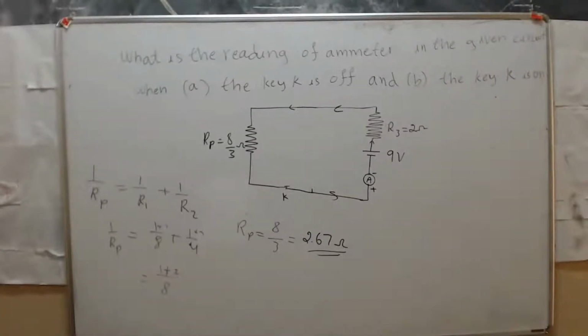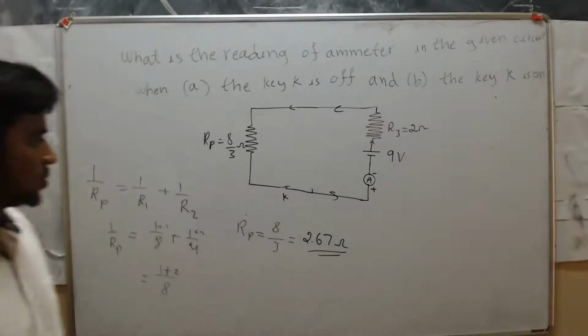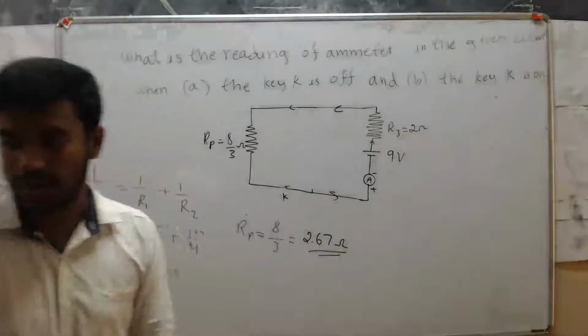Yes, here many students answered. Neeraj Gupta, current is 1.5 ampere, first one, 1.5. So 1.95 when key is on. Is it correct or wrong? Yes, correct. When key is on, the current flows through the ammeter, that is 1.9.